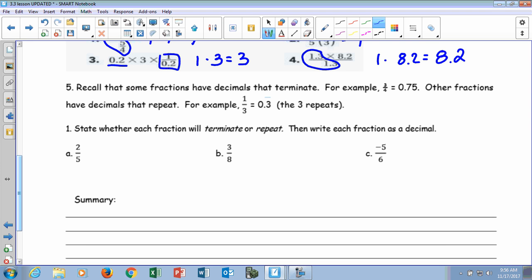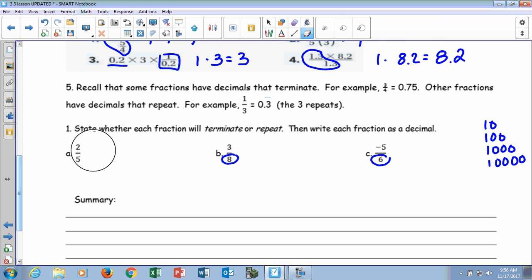I'm going to show you a neat little trick. You can tell if a fraction will terminate if this number, the denominator, can go into any base 10 number. What are the base 10 numbers? 10, 100, 1,000, and so on. Now, usually if it doesn't get into the first couple, it's not going to go into any. So think of 5. Can 5 go into 10? Yes. Absolutely. So this decimal will terminate.